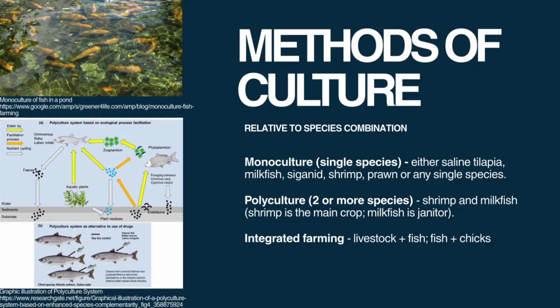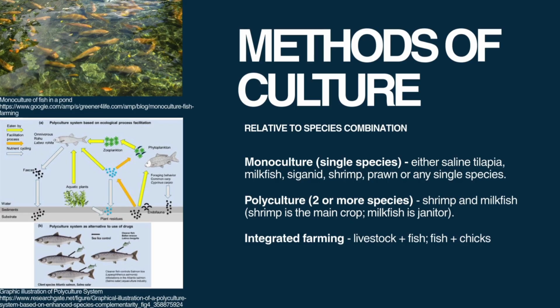So first, we have the monoculture or the single species, either saline tilapia, milkfish, siganid, shrimp, prawn, or any single species. It basically involves only one species in a culture system, which allows easier management, feeding, and harvesting, but may increase disease risk and reduce ecological balance.